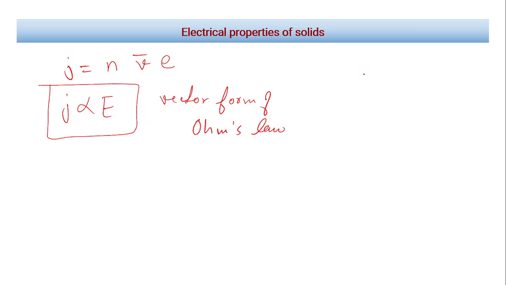Because in scalar form we say V is equal to IR, which means I is proportional to V. This is the scalar form of Ohm's law, and this is the vector form of Ohm's law. This derivation also was discussed in the lecture, so we don't need to repeat it. We'll go straight to discussing assignment problems now. One more thing was the derivation on density of states.